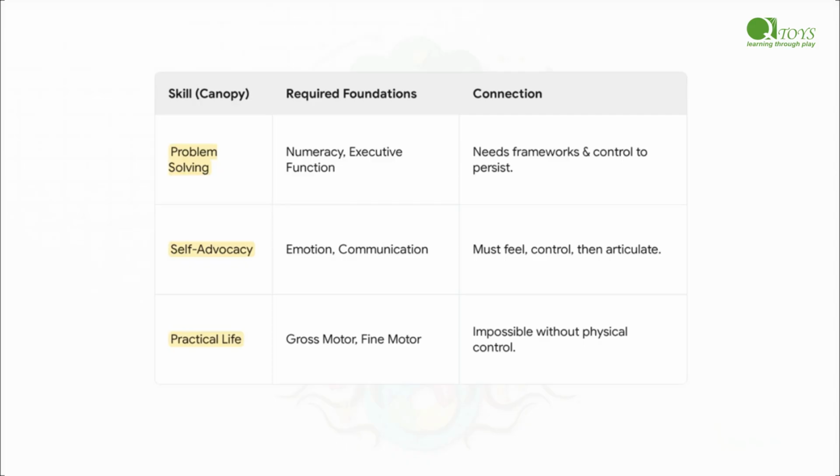And this slide makes it so clear. Let's just take self-advocacy. That's a tier 3 canopy level skill. For a child to actually advocate for themselves, they first have to understand what they're feeling, right? That's emotional development, tier 2. Then they have to control that feeling. That's self-regulation, also tier 2. And finally, they have to actually say what they need. That's communication, another tier 2 skill. It perfectly shows how a weakness in any of those foundational skills makes that big tier 3 skill almost impossible.